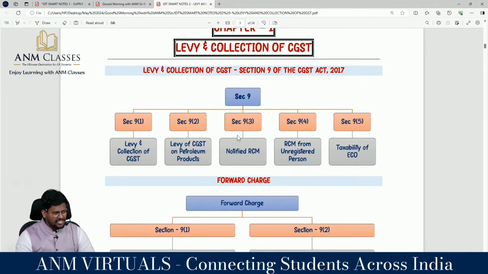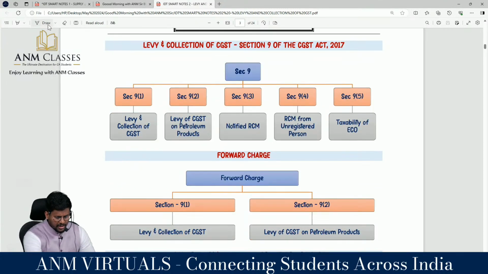Yes, Section 9 is classified into how many categories? 9(1), 9(2), 9(3), 9(4), 9(5). What is 9? Levy and collection of CGST. What is 9(2)? Levy of CGST on petroleum products. What is 9(3)? What is 9(4)?